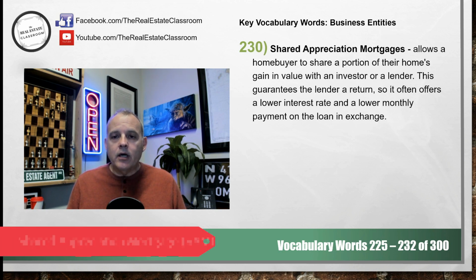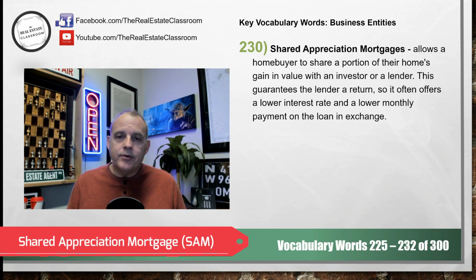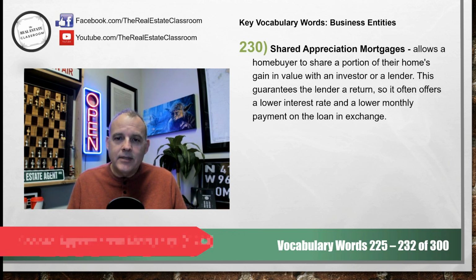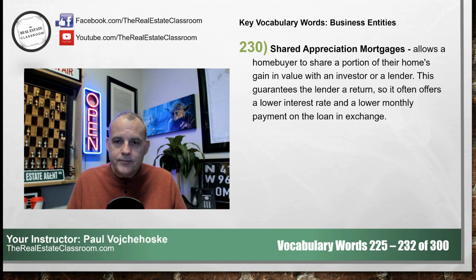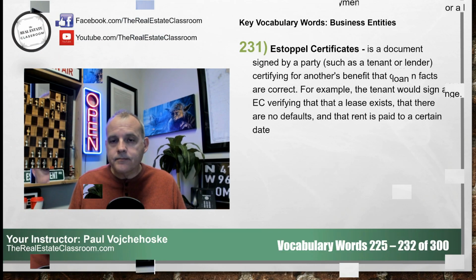The next one is what we call a shared appreciation mortgage, or commonly referred to as a SAM. This allows the home buyer to purchase a home. Typically, it has a lower interest rate, if you will. But what happens at some point when that property is sold, then the proceeds of that sale is shared with the lender or the investor.